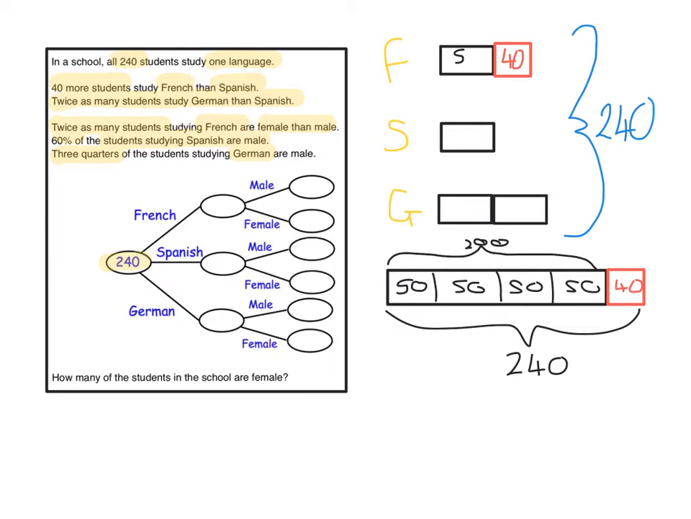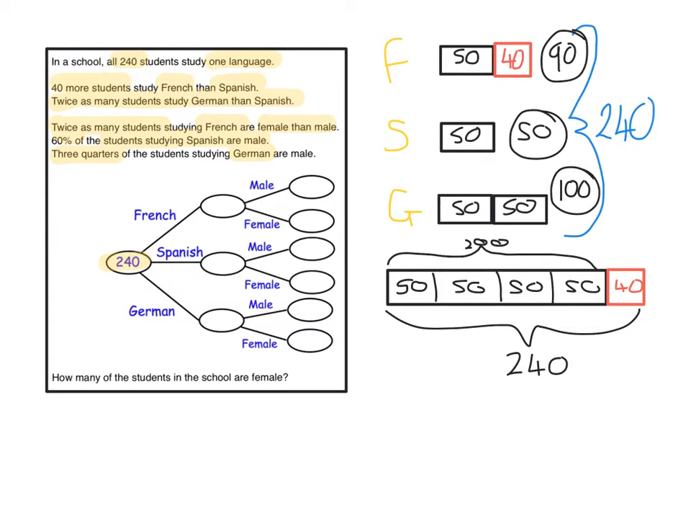So now I can fill the boxes at the top in. Each black box is worth 50, which means French is 90, Spanish is 50, and German is 100. So let's fill that in on our frequency tree as well. So French is 90, Spanish is 50, and German is 100. Okay, let's go on to the next part of the question.